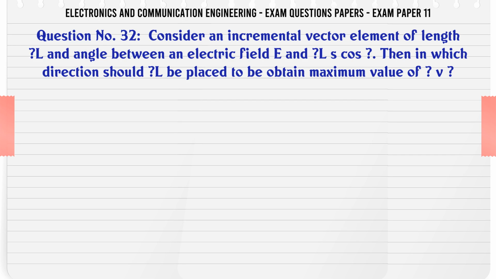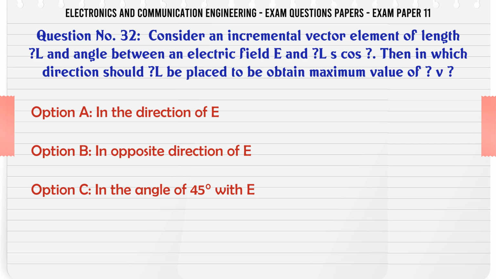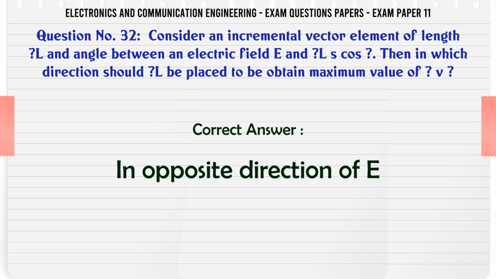Consider an incremental vector element of length L and angle θ between an electric field E and L, with V = -E·L = -EL cos θ. In which direction should L be placed to obtain the maximum value of V? A, in the direction of E. B, in the opposite direction of E. C, at an angle of 45° with E. D, at an angle of 60° with E. The correct answer is in the opposite direction of E.